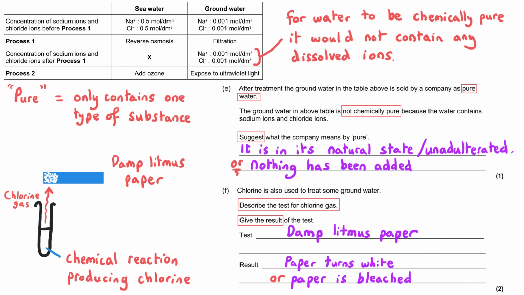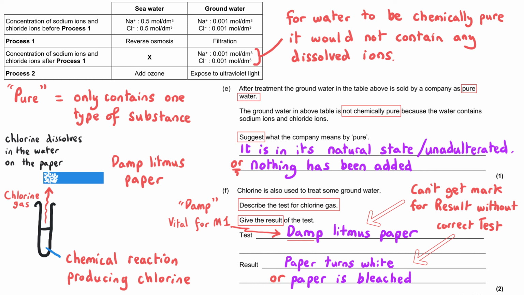And this makes sense because actually chlorine that has been dissolved in water is one of the components of bleach. And so saying that the chlorine is bleaching the litmus paper is very literal. But that's why the paper needs to be damp, because without it, the chlorine would not dissolve in the water and would not interact with the paper. Sometimes for chemical tests like this, you cannot get the mark for the result unless you get the test correct. I think if you said litmus paper rather than damp litmus paper, this would be an exception. You would be able to get that 2nd mark, but you would not get the first one unless you said damp litmus paper.